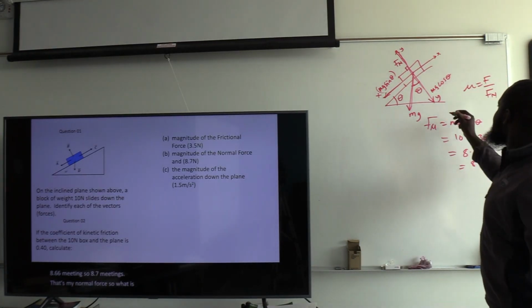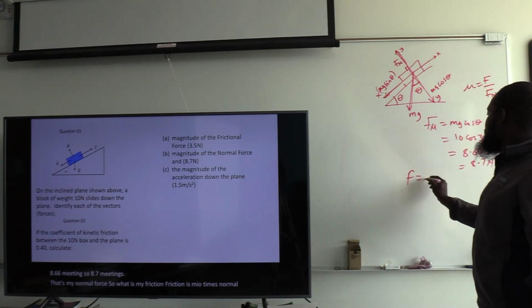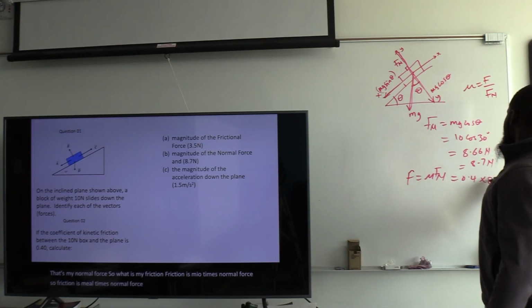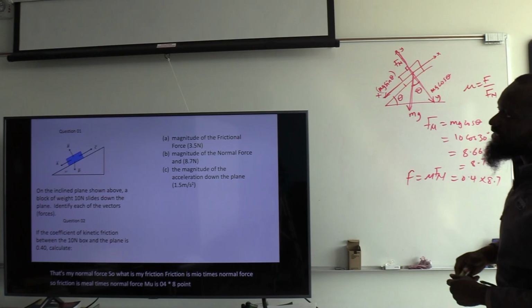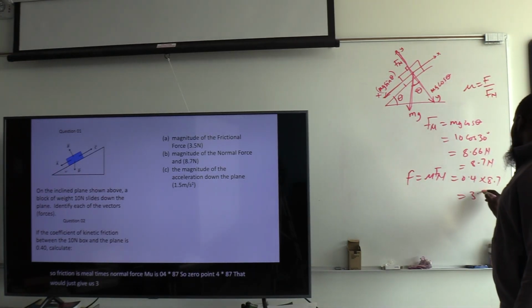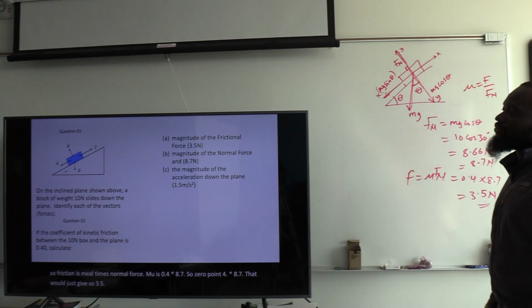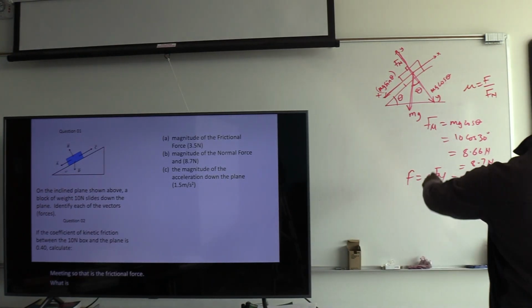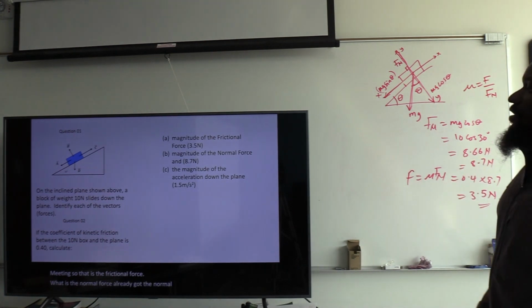So what is my friction? Friction is mu times normal force. Mu is 0.4 times 8.7. So 0.4 times 8.7 will just give us 3.5 newtons. So that is the frictional force. What is the normal force? I already got the normal force to be 8.7.